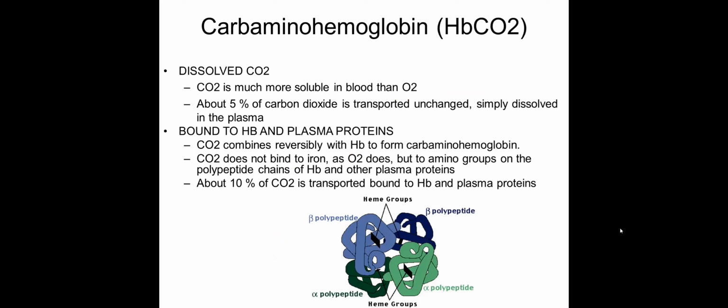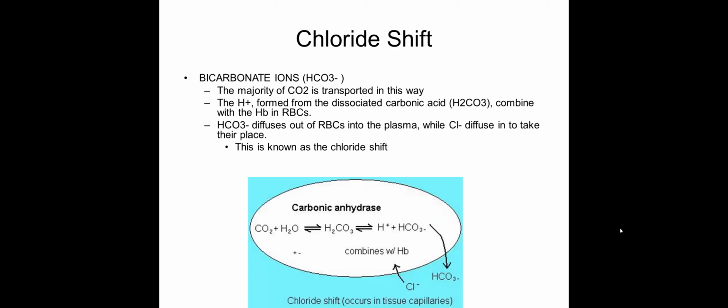It does not bind to iron like oxygen does, but it binds to amino groups, protein groups, peptide groups on the polypeptide chains of hemoglobin, and it does this with other plasma proteins too. So about 10% of carbon dioxide is transported bound to hemoglobin and plasma proteins. But as I mentioned earlier, most of carbon dioxide is carried as bicarbonate. So the majority of carbon dioxide is transported in this way as bicarbonate.